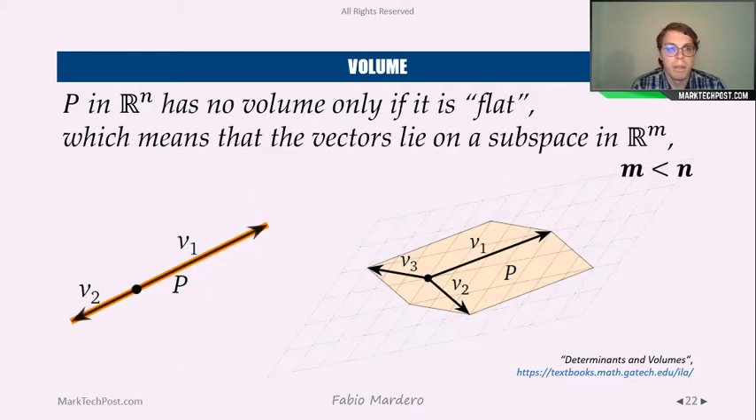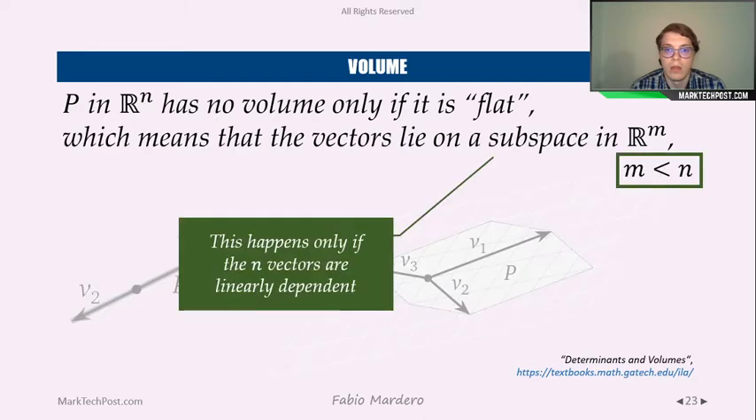Also notice that P in R^n has no volume if it is flat, of course, which means that at least one of the vectors that define P lies on a subspace in R^m. So m should be less than n because it's a subspace. And this condition happens only if the n vectors are linearly dependent. So at least one of those n vectors can be written as a linear combination of the others.